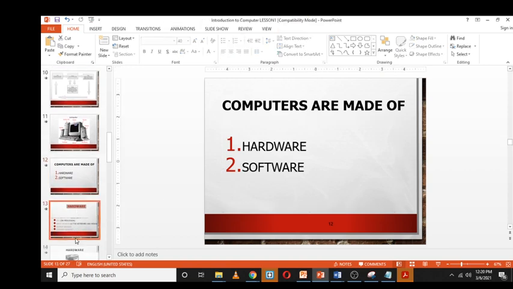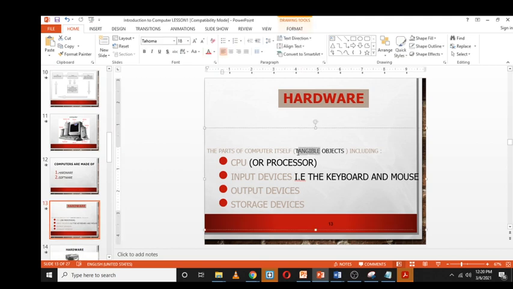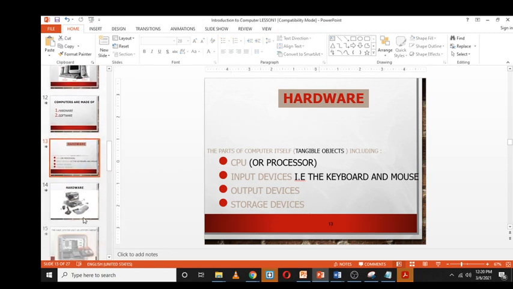Okay, so let's try to understand what hardware is. In other words, we say that hardware is tangible, because tangible is something that you can touch. So examples of hardware, we have the CPU, which is the processor, and we also call it the brain of the computer. We have all the input devices like the keyboard, the mouse, and so on. We also have all the output devices and the storage devices. They all fall under what hardware is.